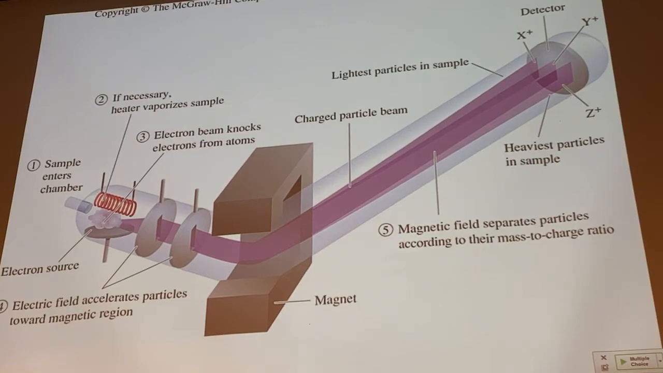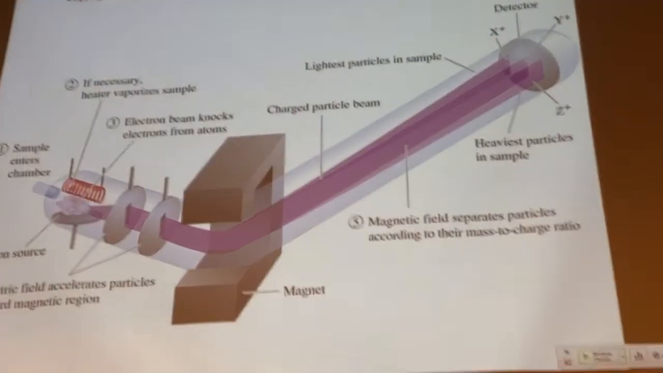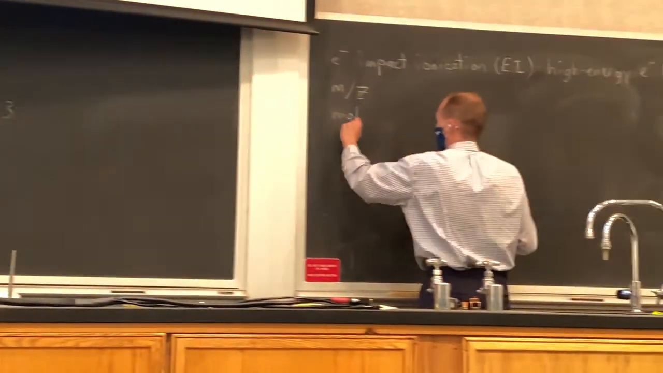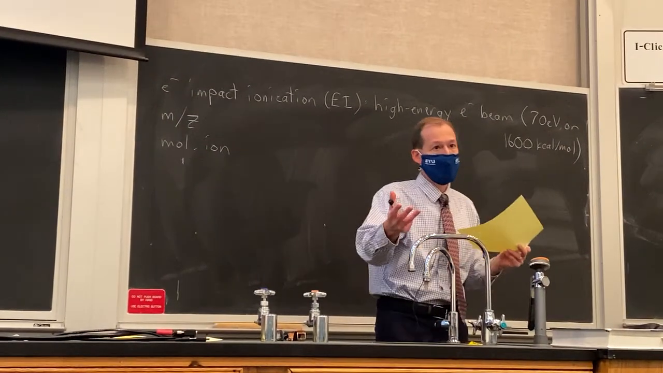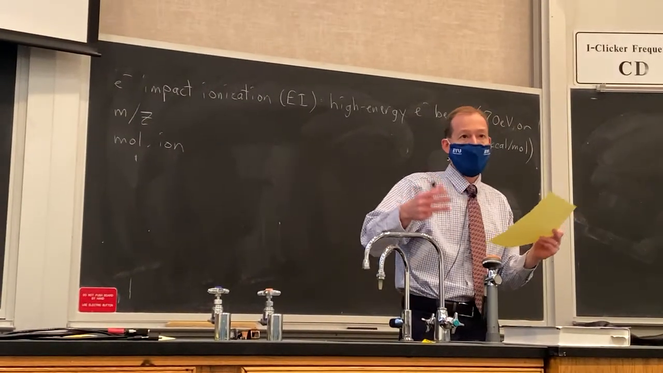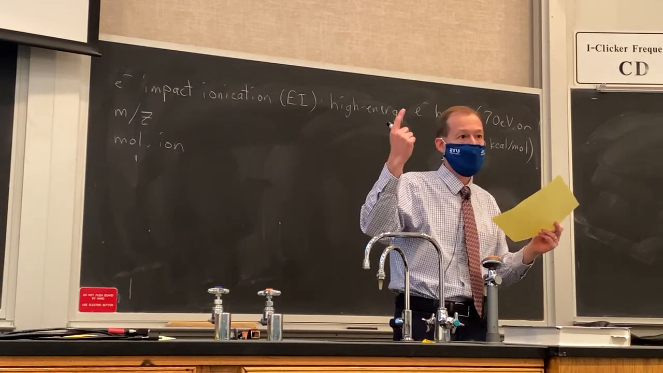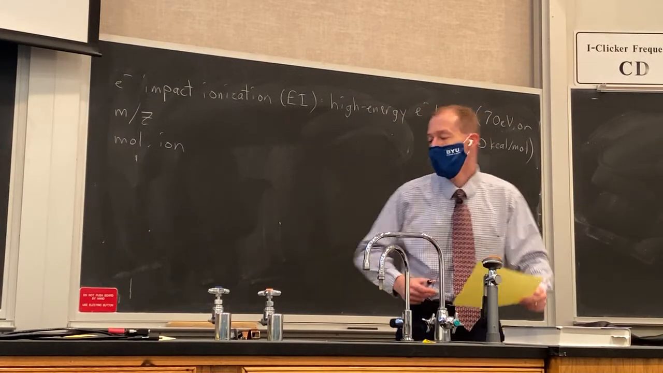And then when Z is 1 and we've lost a single electron from a molecule, that's going to be what's known as the molecular ion. Okay? The molecular ion is what we're looking for. That's going to have the same molecular weight as our compound, right? Because the mass of a single electron is pretty negligible.